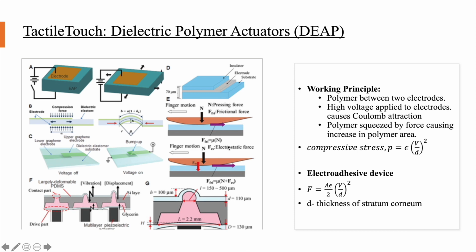Next is the electroadhesive device. This electroadhesive device works on the same principle of Coulomb attraction. Whenever you try to move your finger across a screen or display, by application of voltage, charge would accumulate and attract your finger, and hence it will generate a higher normal force, and the frictional force you experience would be higher when you pass through those regions.